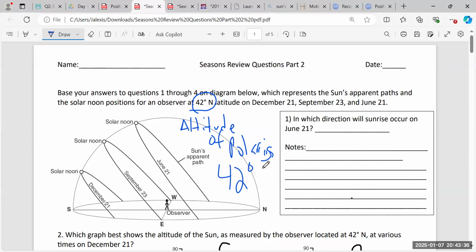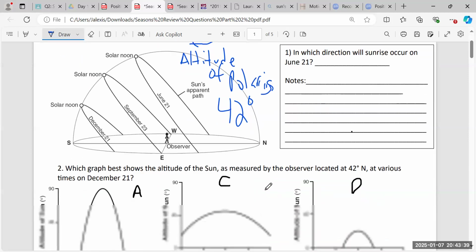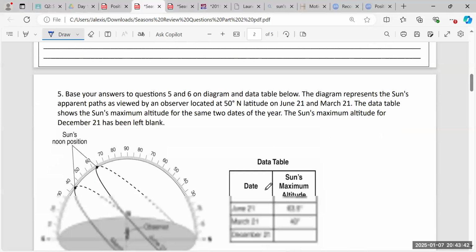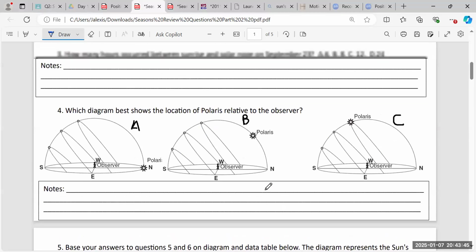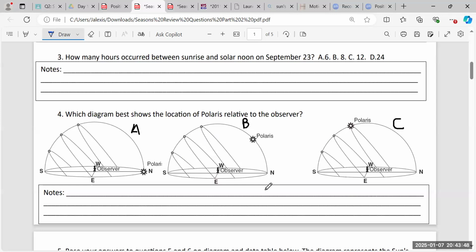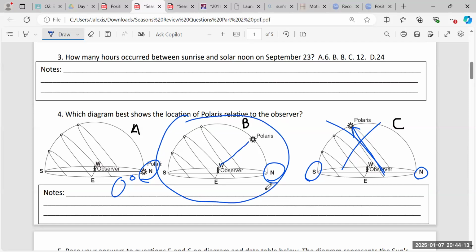And Polaris has to be located towards the north side. So therefore, I'm going to choose an option that has Polaris at a 42-degree angle and located towards the north side, right? It can't be A because Polaris is at a 0-degree angle, and it can't be C because it's saying that Polaris is located towards the south side where the sun is, and that is incorrect. It's going to be choice B because Polaris looks to be about a 42-degree angle and is located towards the north side of the sky.